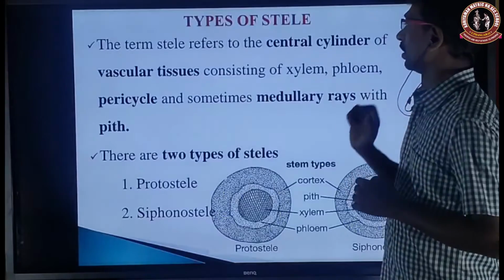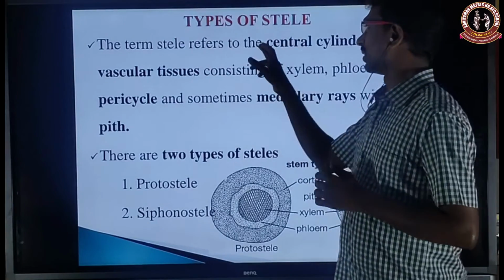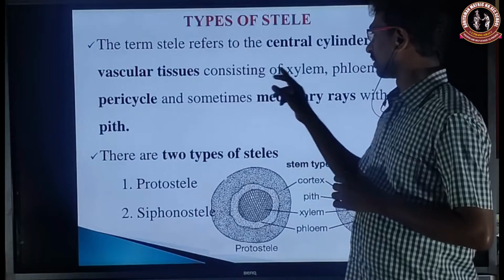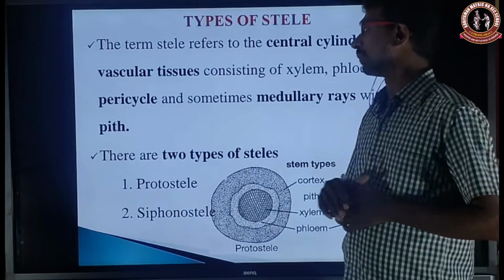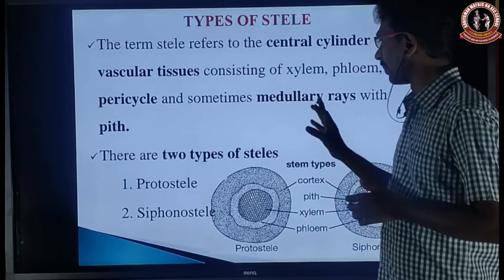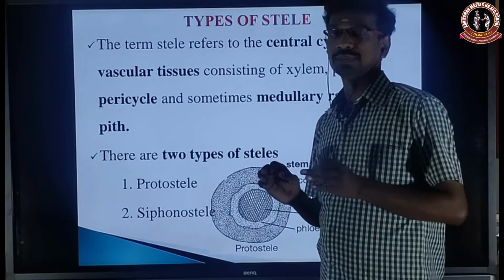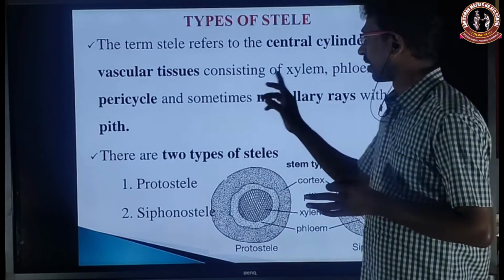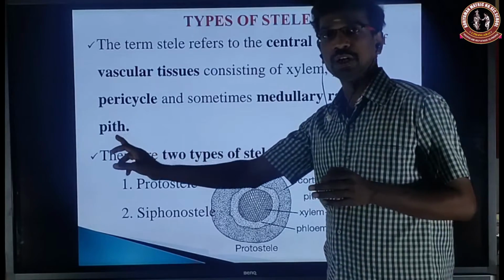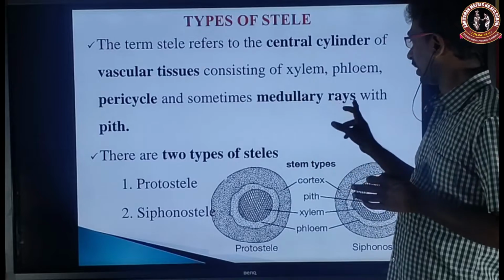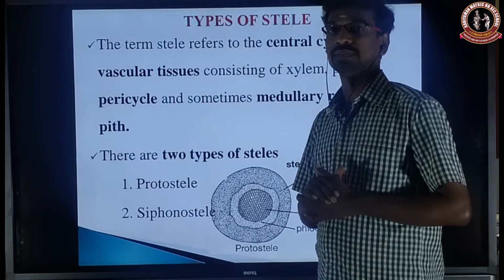So, what is the stele? The term stele represents the center cylinder of the vascular tissues, which consists of xylem and phloem, pericycle, and sometimes medullary tissue. Actually, the pith is generally called medulla. So medullary ray, or pith ray, or medulla is present. That is very important. Sometimes medullary ray with pith is present.